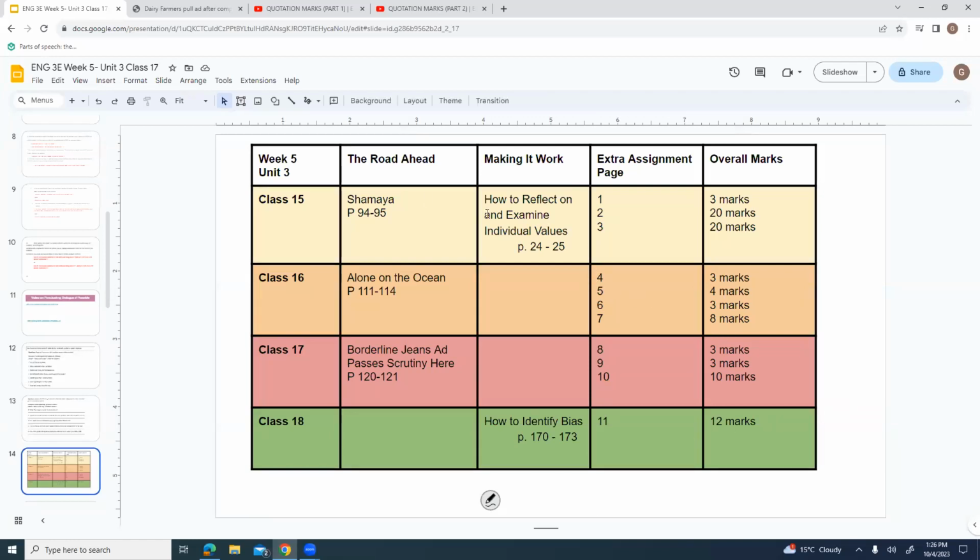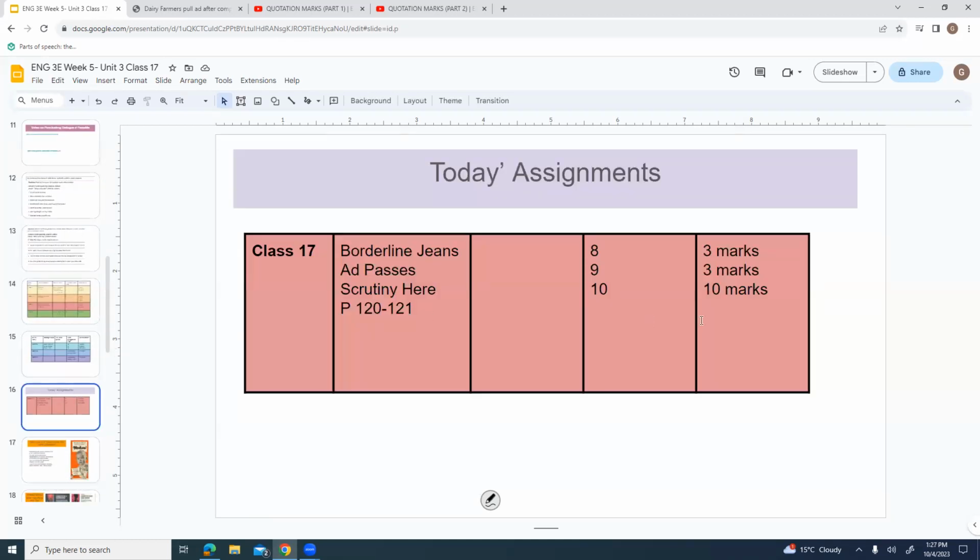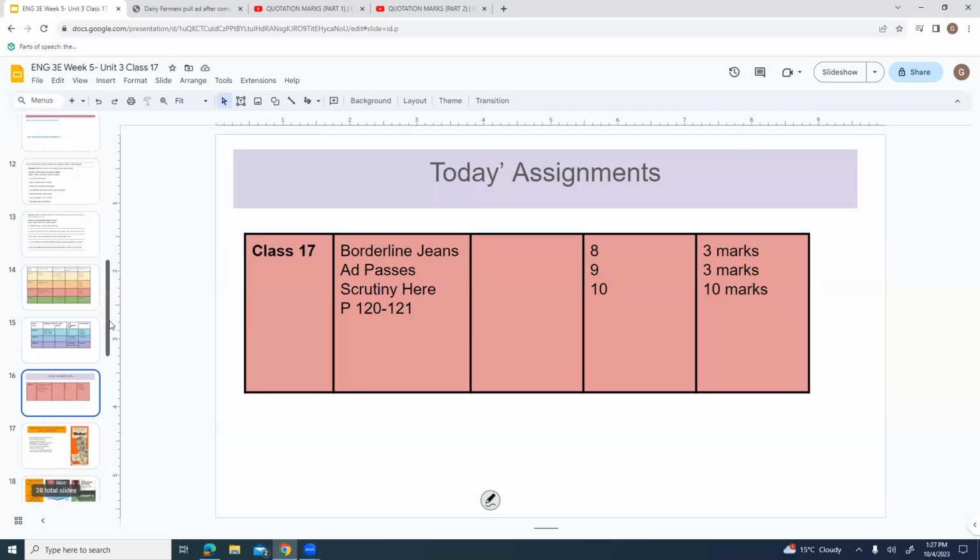Here's our assignments for the week. We've done the one about Shemaiah. Yesterday we did the work with Alone in the Ocean, which was about the Vietnamese girl who'd traveled over on the sea. And today we're working on Borderline Genes ad, passes scrutiny here, and the assignments, and we actually skip down and do number 11 as well too. Don't worry, the next page. So here's more or less our assignments.